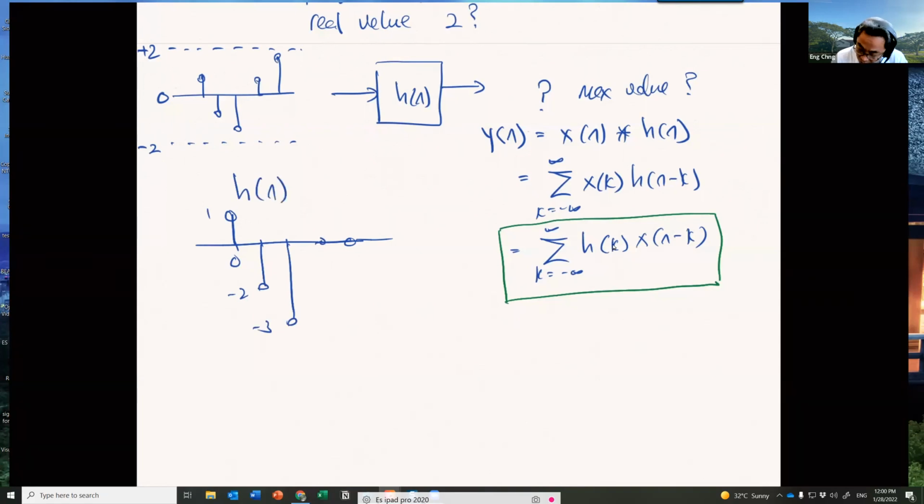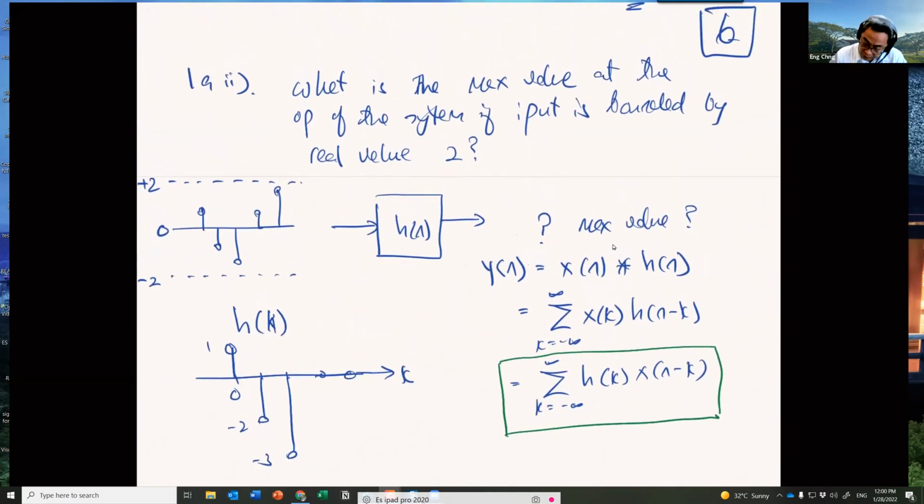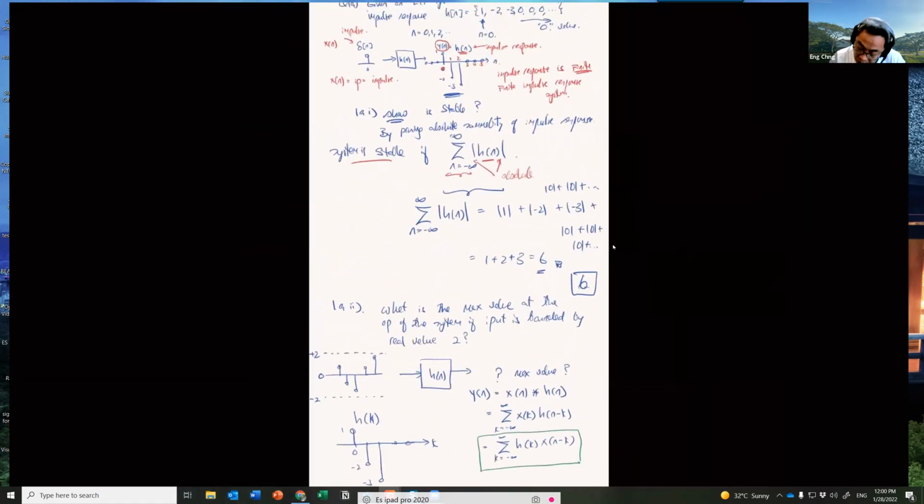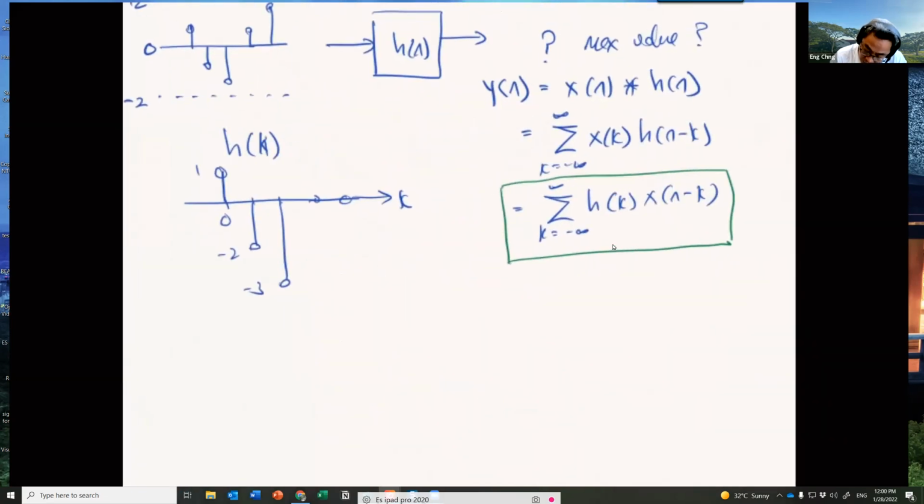If you say, where's h of k? If you write this as h of k, then this is k, right? No difference. You get the numbers: 1, minus 2, minus 3, at times 0, 1, 2, 3, 4, previously. So this is our impulse response. You realize that the only thing interesting about our impulse response is these 3 points. These 3 points mean at k equals 0, 1, 2.